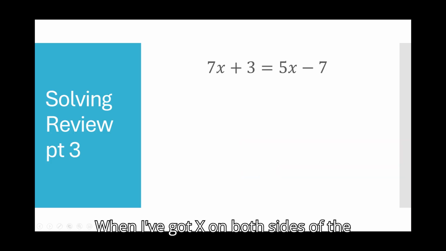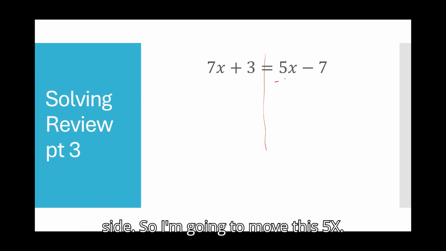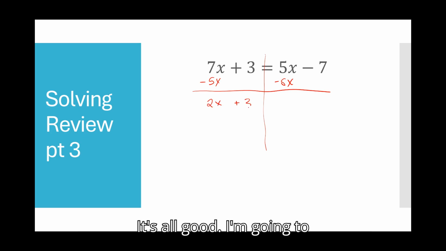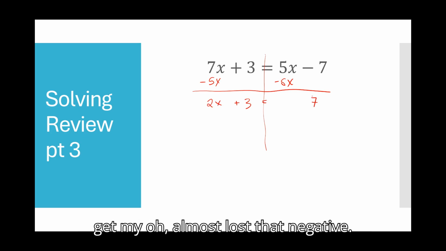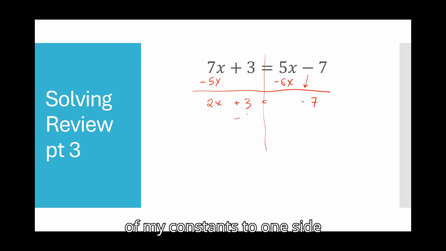When I've got x on both sides of the equation, I want to move all my x's to one side. So I'm going to move this 5x. I didn't have to; I could have moved the 7x. It's all good. I'm going to get my... almost lost that negative. Don't lose that negative. I'm going to get all of my constants to one side.